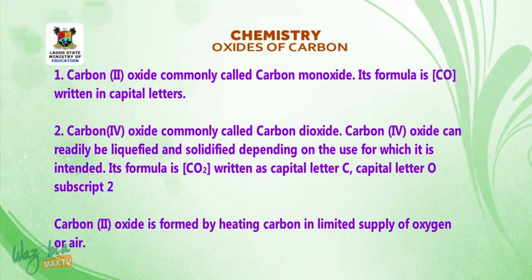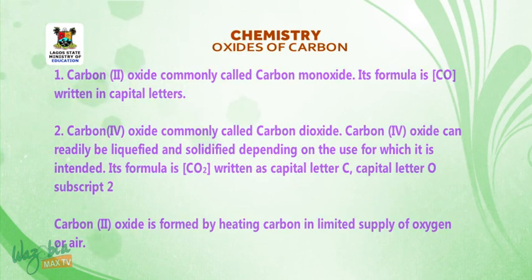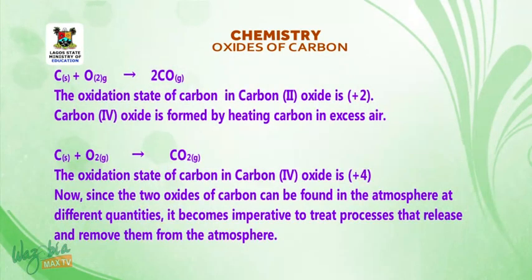Carbon 2 oxide is formed by heating carbon in limited supply of oxygen or air. The oxidation state of carbon in carbon 2 oxide is plus 2. Carbon 4 oxide is formed by heating carbon in excess air. The oxidation state of carbon in carbon 4 oxide is plus 4.